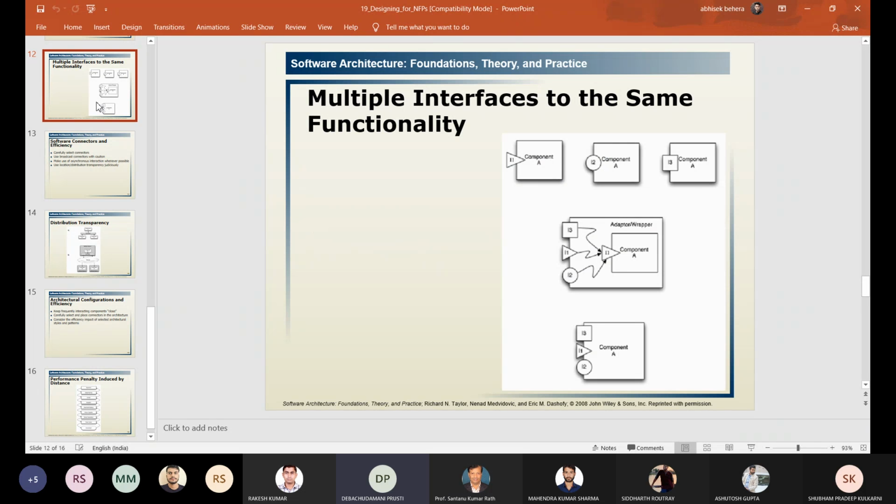Then multiple interfaces to the same functionality, which we mentioned in the previous slide. Here, component A with one type of interface, component A with another interface: interface 1, interface 2, and interface 3. For each component A, the interfaces are different, and this is given in your adapter or wrapper. You can check what the interfaces are, and they are connecting with another interface.